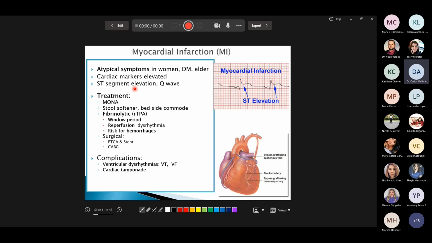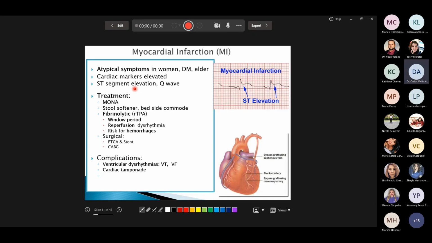What side effect? It drops the blood pressure. You need to monitor the blood pressure, keep the patient recumbent, and headache. That's it. If the pain doesn't disappear with nitroglycerin, then you give morphine. So when the pain doesn't improve with the nitroglycerin, we give morphine.